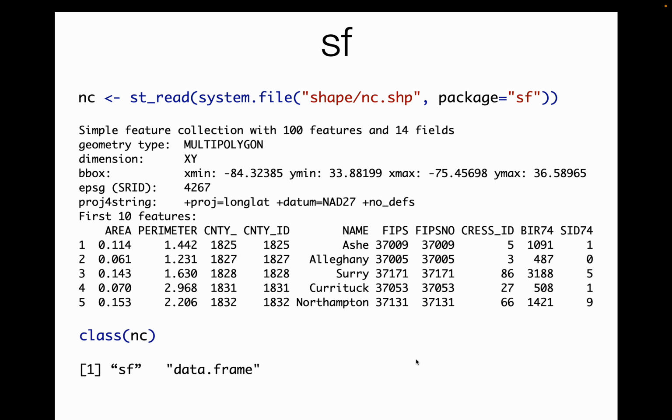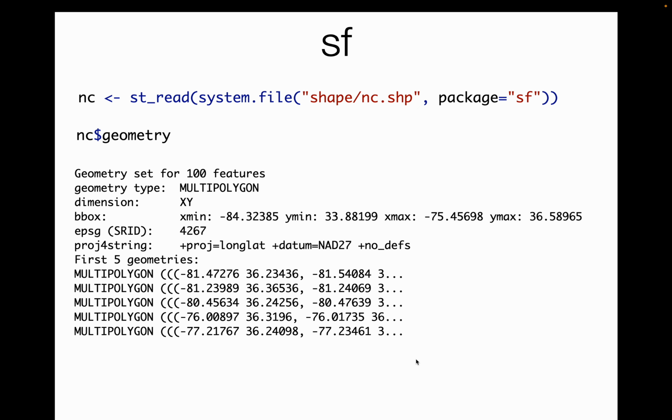And so what you can do, if you look at nc, it's a data frame and also an sf object. So it has both of those things going along with it. And one, you look at your geometry, and this geometry, this extra thing that is tagging along, is basically drawing out the map, or drawing the edges of the map.